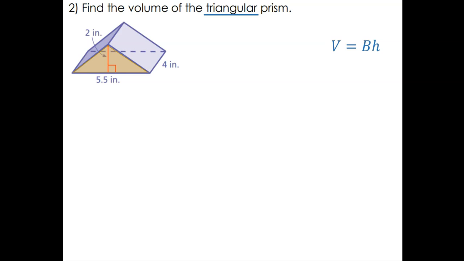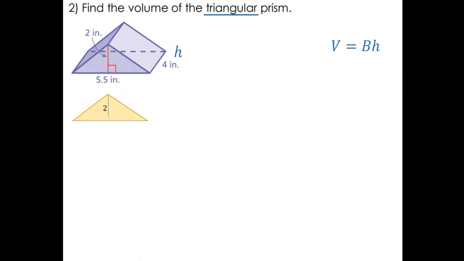Write down the formula. Volume equals big B times H. Label the height. The height here is 4. Okay, biggest confusion. Students think that this is the height. And you're not wrong. This is the height of the triangle, but it's not the height of the prism. The prism height is between the two bases. So between those two triangles, the height is 4.